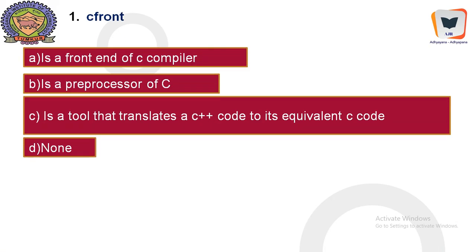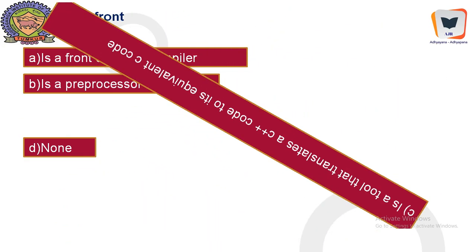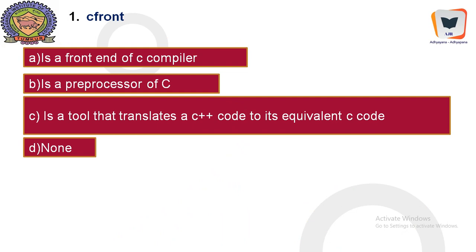C front stands for: when C++ was developed, it did not have a compiler. It used C front, which translated the C++ code into a C code, and then the existing C compiler was used to compile the program originally written in C++. Therefore, it's a tool that translates a C++ code to its equivalent C code. Therefore, C is the answer.